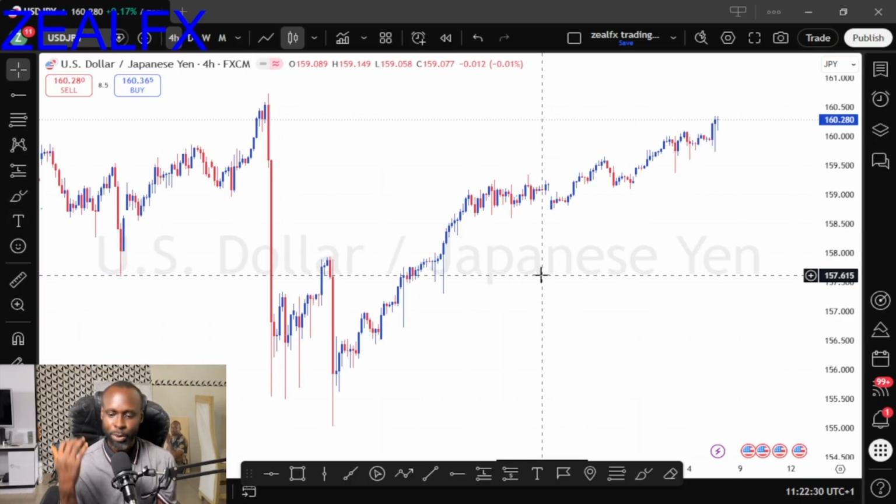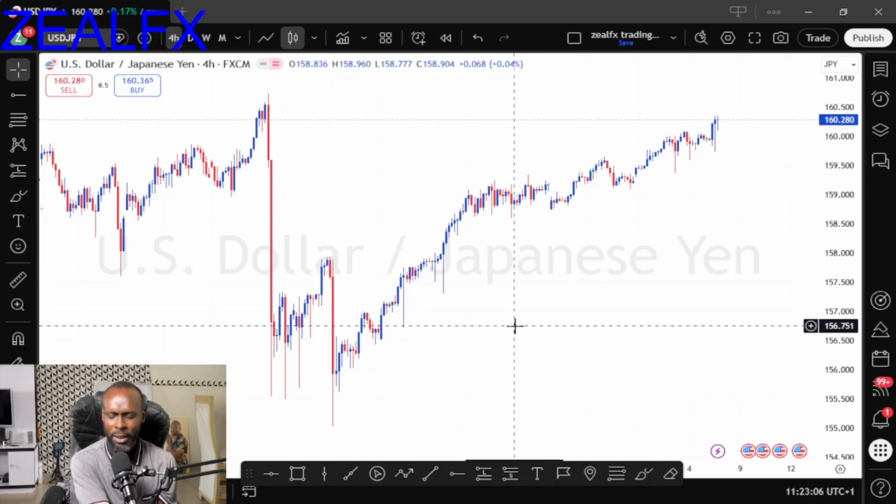USD JPY has been in an uptrend structure for months now. We can see we have a choppy market and also an uptrend direction on the 4-hour time frame. After the intervention of the Bank of Japan on the JPY, ever since then the JPY has been very, very weak, which put the USD JPY on an uptrend movement ever since that intervention.